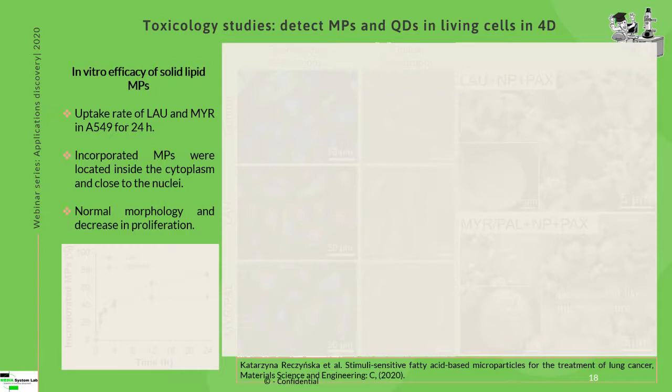And on the 24 hours, this difference will increase even more. So what we can measure with holography is the uptake rate of different particles in A549 lung cancer cell line, and where these microparticles are going to be incorporated and located inside the cell. In this case, if you make a comparison, fluorescence is not going to give you more information about where these particles' accumulation is going to happen.